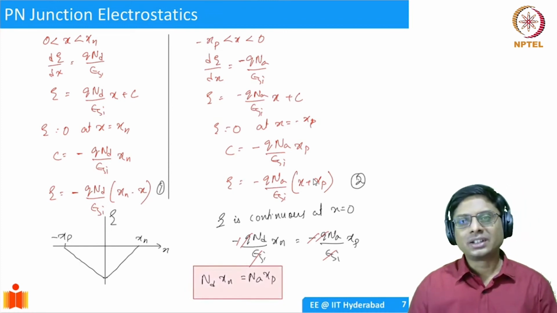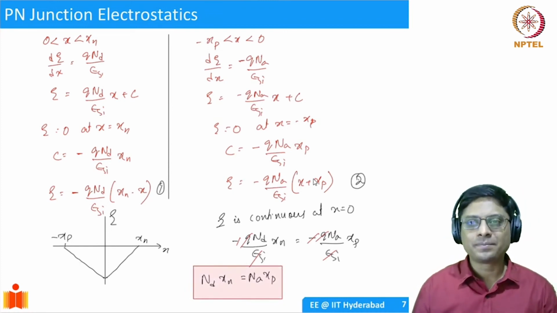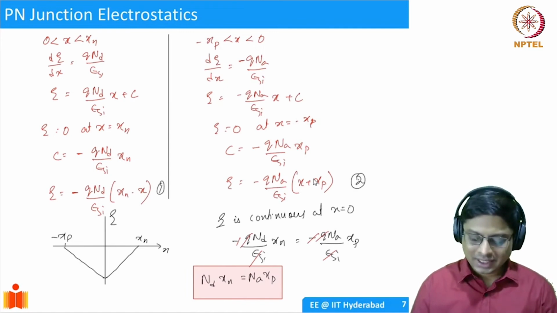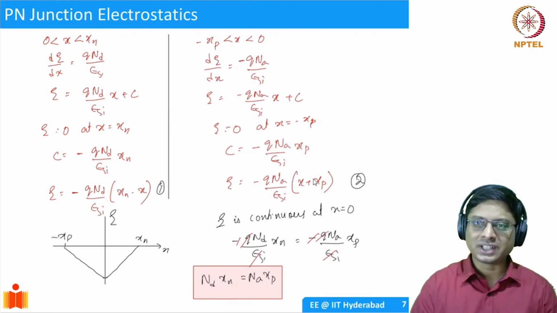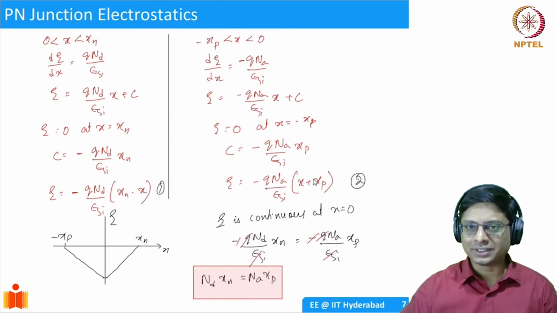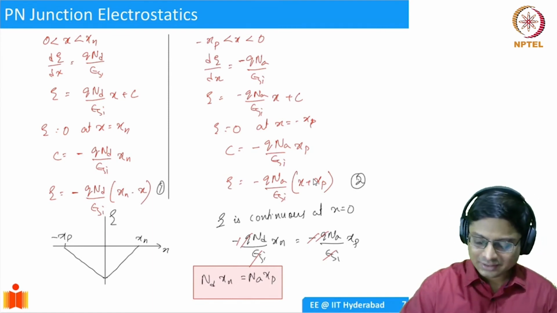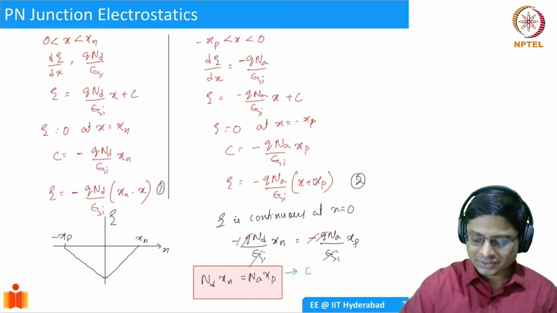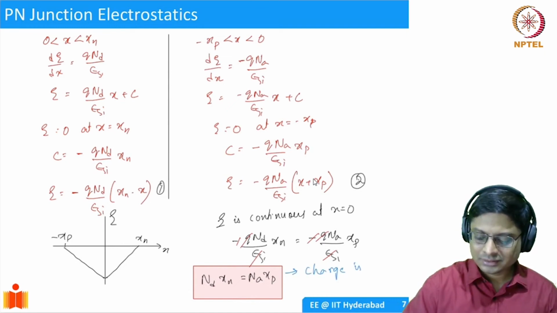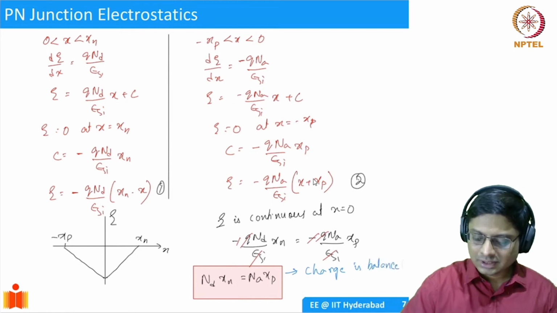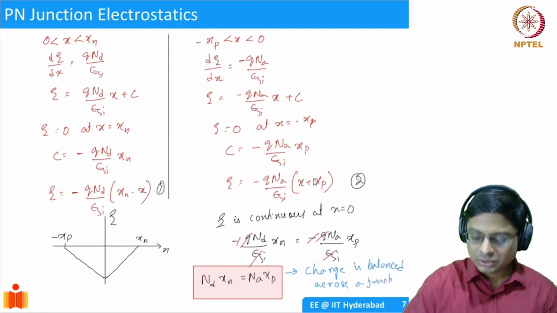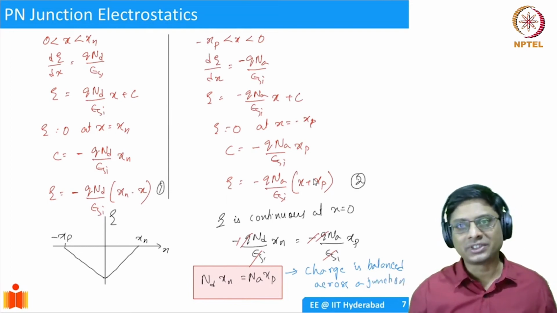What this is telling you is that ND is the doping density, the donor density, times the depletion width on the N side, which is going to be equal to NA times the depletion width on the P side. If you think about it, this is essentially saying that charge is balanced across the junction. You can't have different amounts of charge on the N side and P side.